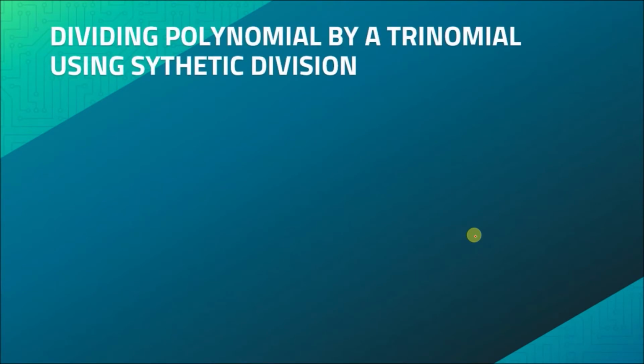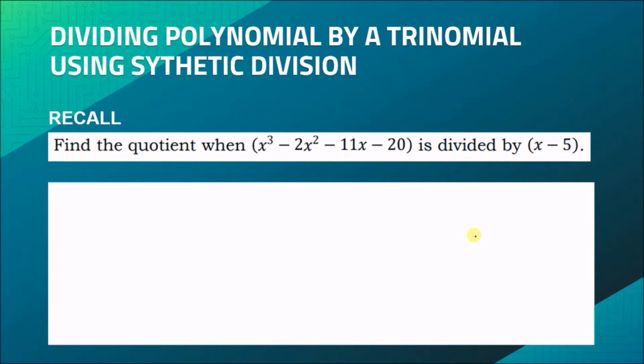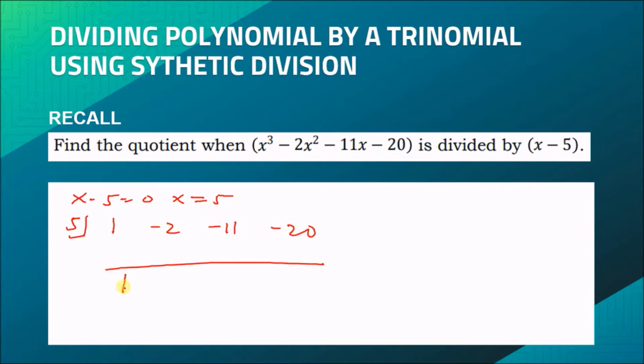So, our main purpose, once again, is to divide polynomial by a trinomial using synthetic division. Pero kung i-recall natin yung pag-divide ng polynomial sa binomial gamit ang synthetic, ginagawa natin is we are getting the opposite or we are equating the x minus 5 to 0 until magbibigay yan ng 5 na ilalagay natin dito sa gilid. Okay? And we are getting the coefficients of our dividend, which are 1, negative 2, negative 11, and negative 20. We are bringing down the 1.